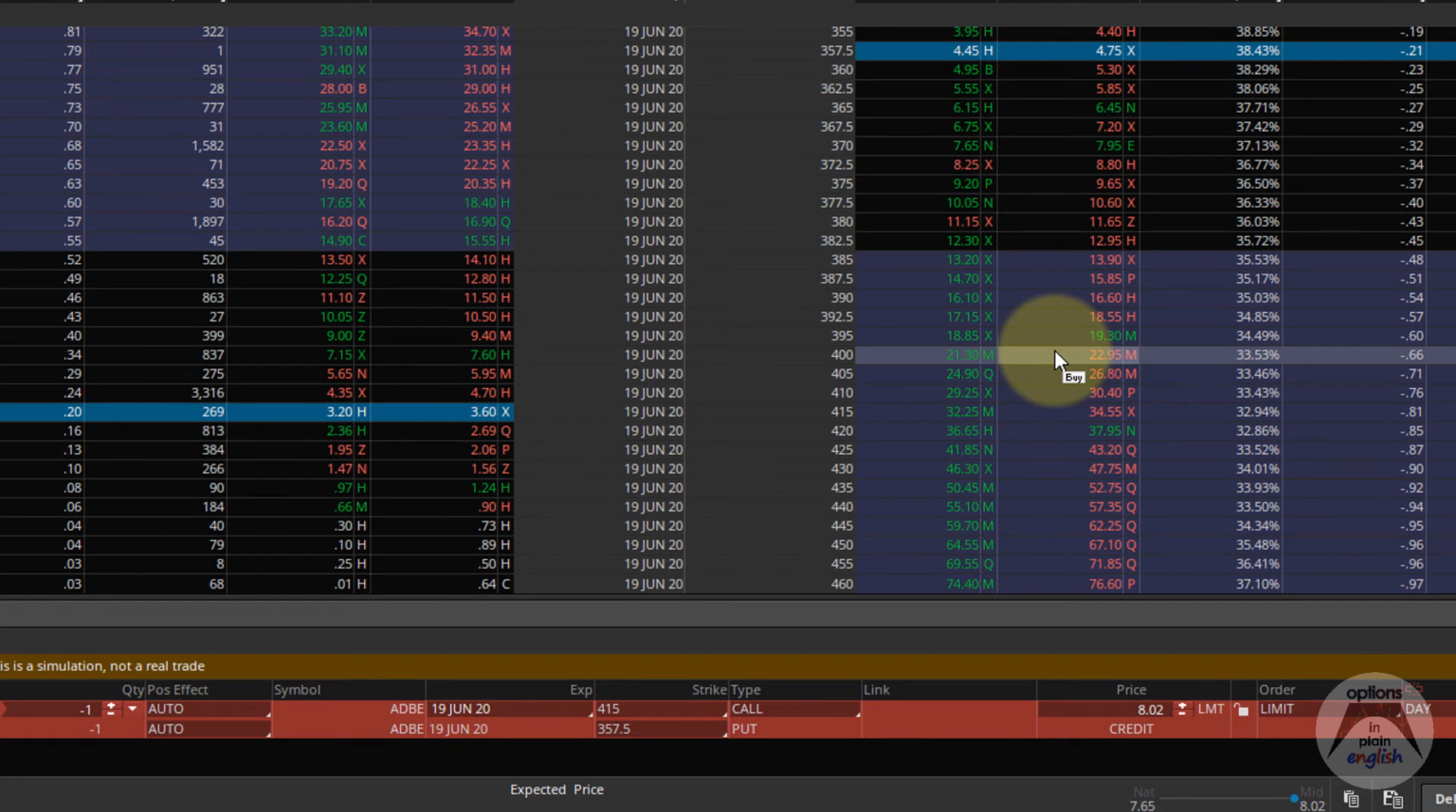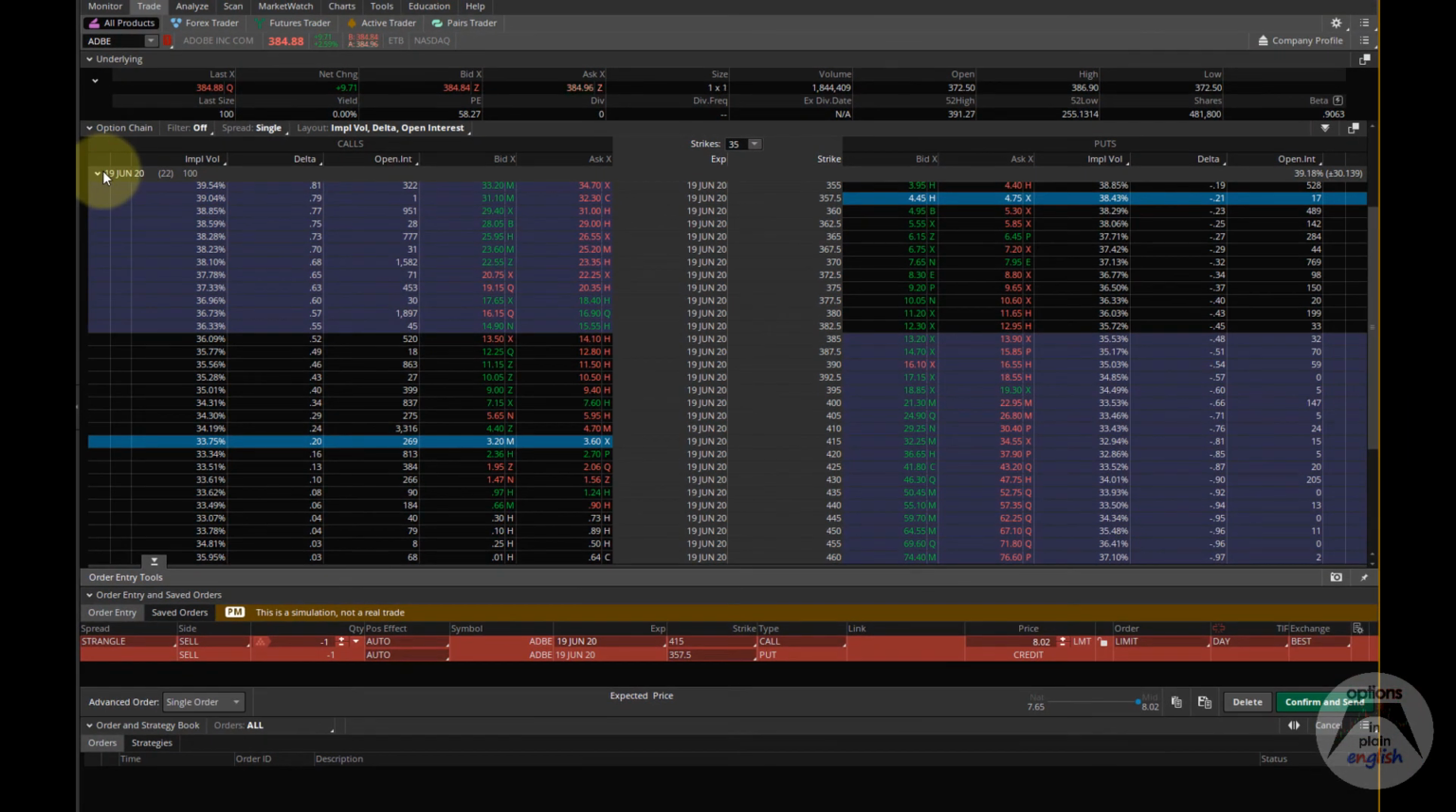Again, I didn't need to go to the platform. I just know the straddle. I know that the 20 delta strangle is going to be around 30% of the at-the-money straddle. Okay, let's do another example.